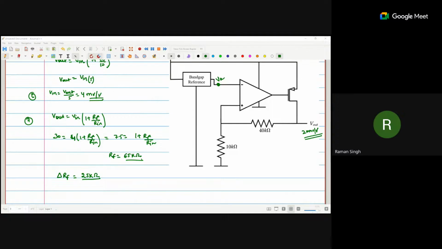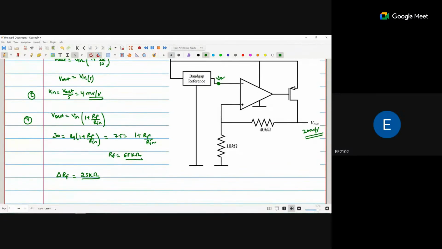Yes, sir. Thank you, sir. We are asking the change in the feedback resistance, no? Yes, sir. The change is 25. If we ask the new value of the feedback resistance, that is 65. If we ask the change, that is 20.